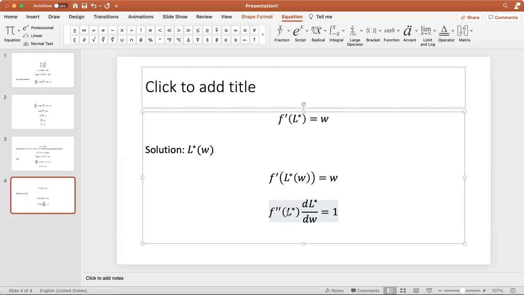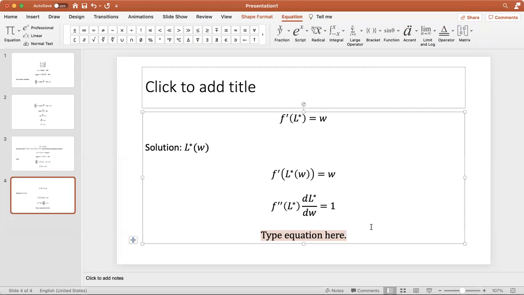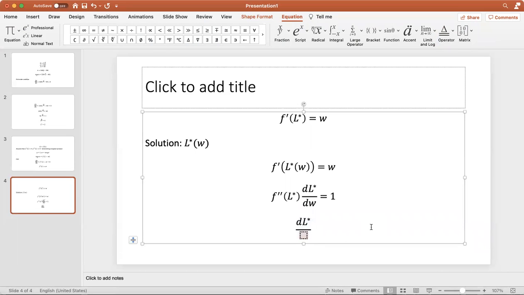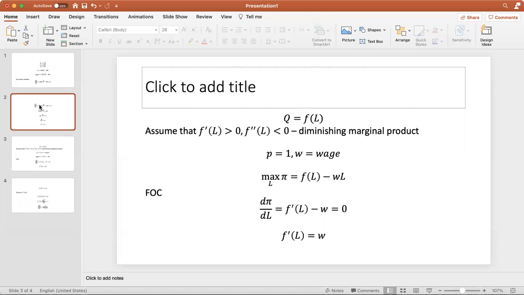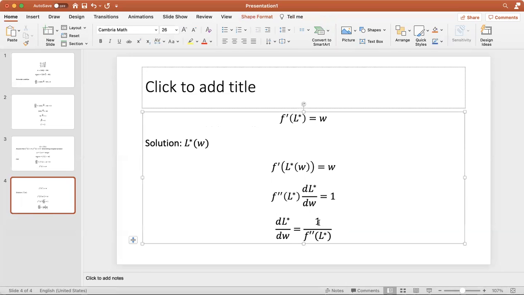It's just a matter of moving all of the other terms on the right-hand side, so that dL star over dW is equal to 1 over F double prime of L star. And what's the sign? We have seen earlier in our assumption that F double prime of L is negative. So if the denominator is negative, this entire expression is negative.